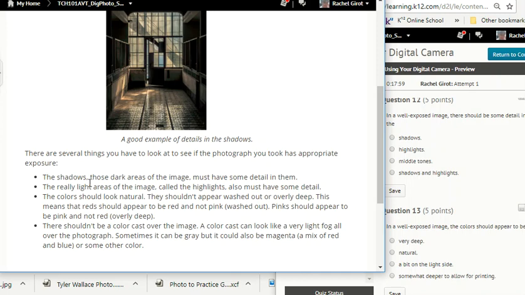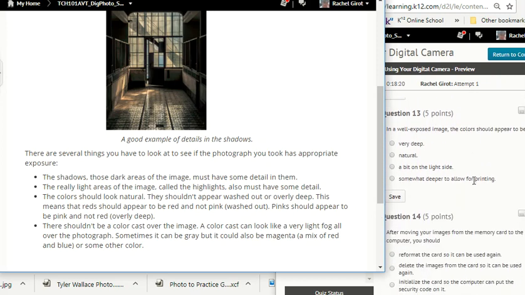The shadows, those dark areas of the image, must have some detail in them. The really light areas of the image, called the highlights, also must have some detail. What does it say? There should be some detail in the... colors should look natural. Let's read the next question so we don't miss it.